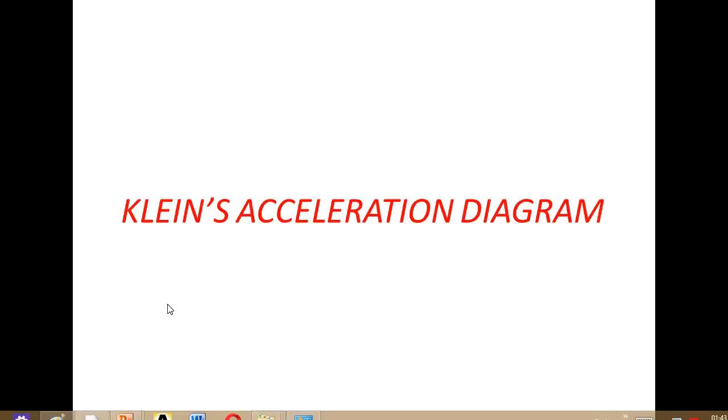Next, we are going to discuss how to construct the Kleene's acceleration diagram. This diagram we will construct to find out the acceleration of the various links and also the points on the links in the slider crank mechanism. So I will explain stepwise here.